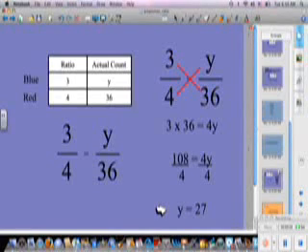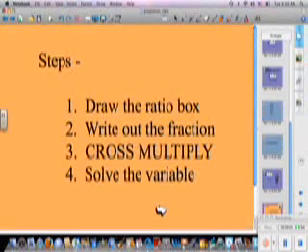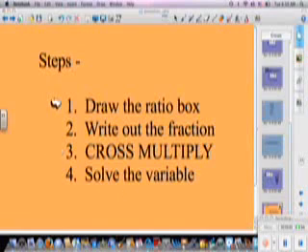So let's just review all the steps that you need to do when you're solving these problems. So step 1 is draw the ratio box. Step 2 would be write out the fraction. Step 3 is cross multiply. And then step 4 is solve the variable. So again, this is all review. Hopefully this won't take you very long, and enjoy your math day.